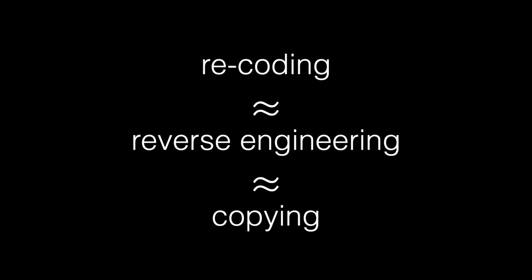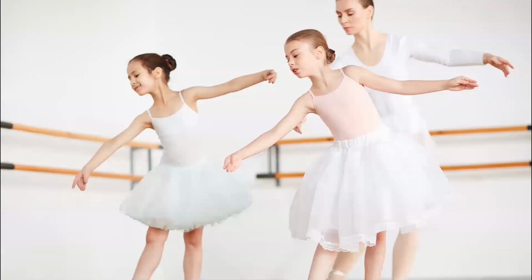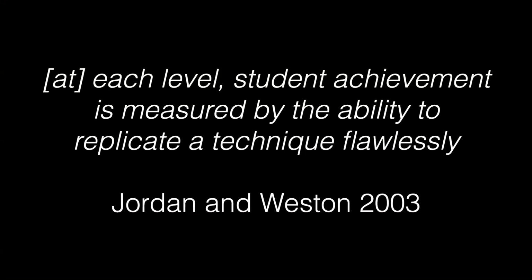Copying was and is used as a strategy and tool to enhance learning in several fields of knowledge. Humans need to copy when they learn how to write and to read. Copying is still an efficient strategy to develop technical skills in a wide range of human activities. Jordan and Weston, writing about art and painting education in Japan, state that at each level, student achievement is measured by the ability to replicate a technique flawlessly.